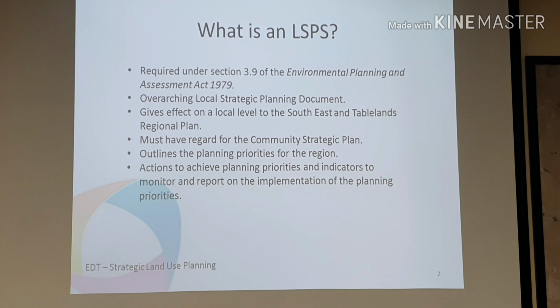So what is an LSPS? An LSPS, or Local Strategic Planning Statement, is required under the Environmental Planning and Assessment Act, Section 3.9, and it's an overarching strategic document for the region. It gives effect to our regional plan, which is the South Eastern Tablelands Regional Plan, and must have regard for the community strategic plan. The document has to set out the planning priorities for the region, and it must also have actions and indicators to monitor the implementation of the document. So it can't just be a document which sits on the shelf, it has to actually have that implementation aspect as well, and most of that's found in Appendix A attached to the document.